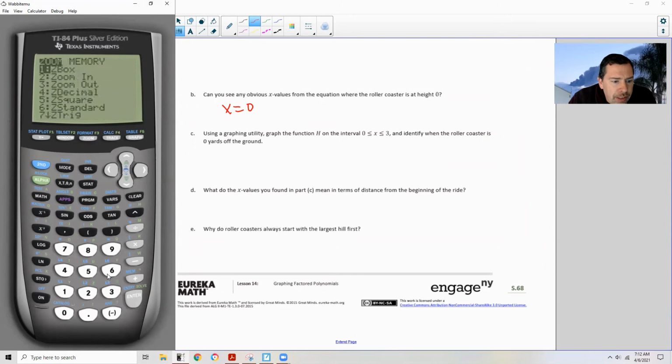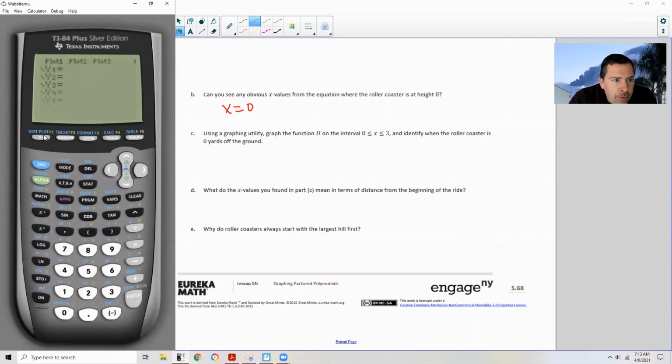Actually, let me zoom 6 this first and then go to my window. So it's negative 10 to 10 and negative 10 to 10. And I have a function in there from prior. So let's get rid of that. Go to y equals and clear. Okay, so now let's go back to window. So now I'm negative 10 to 10, negative 10 to 10, and I want my x to go from 0 to 3. So my x minimum is 0 and my x maximum is 3.